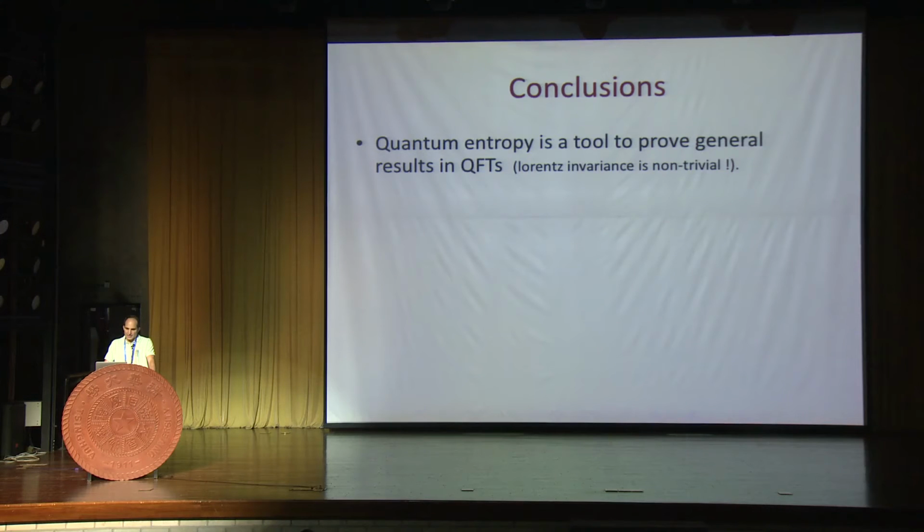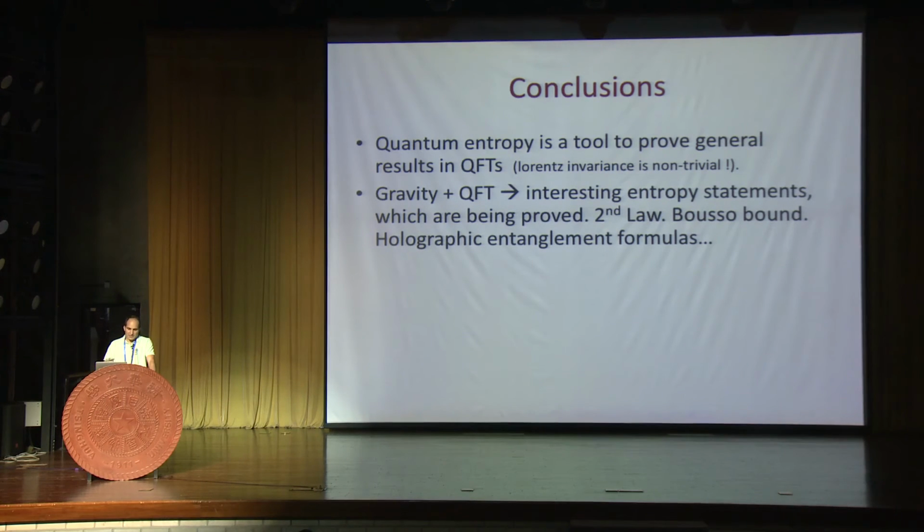So in conclusion, we've seen that quantum entropy is a useful tool to prove general results in quantum field theory, and these non-trivial results come from an interplay between Lorentz invariance and the positivity of the density matrix, which is related to the unitarity of the theory. So unitarity and Lorentz invariance give these results, and one can not only prove these results, but also understand better how the degrees of freedom of quantum field theory are entangled.